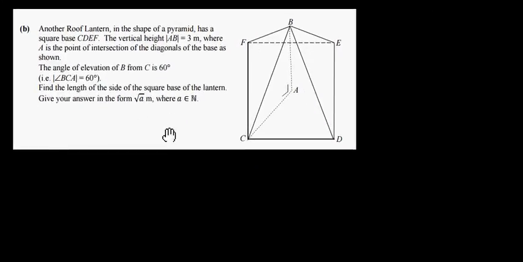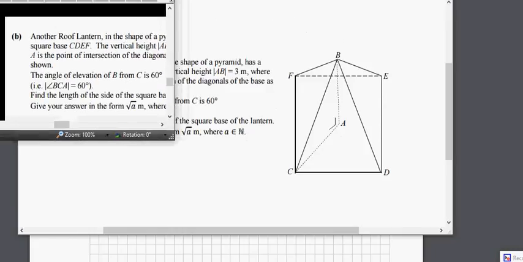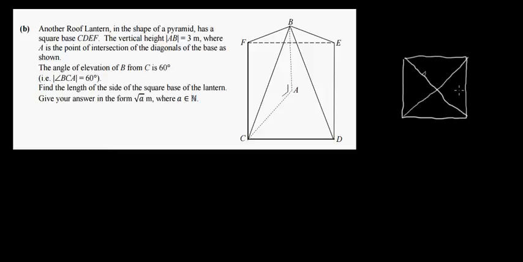Okay, so we have another roof lantern now, and this is in the shape of a pyramid, but this time it has a square base. One thing you got to remember about squares, and I think it's going to be useful in this particular one, is that the diagonals of a square also bisect each other, as with the rectangle. But also you got to remember that these four angles here are 90 degrees. Okay, so I think that's going to be useful later on.